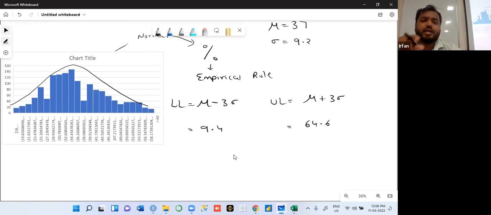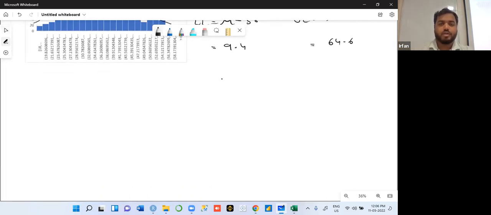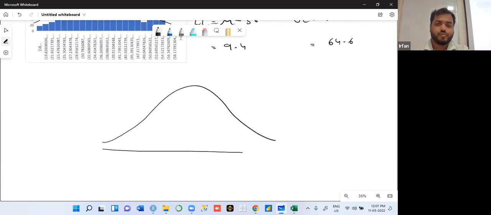So can I say that data coming in this range, they are normal data? Data beyond this range, either less or more. If you draw the empirical rule, guys, this is a shape. This is your lower, upper is how much? Lower is how much? Data coming in this range is normal.